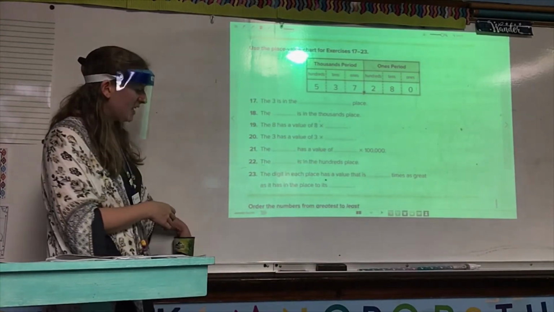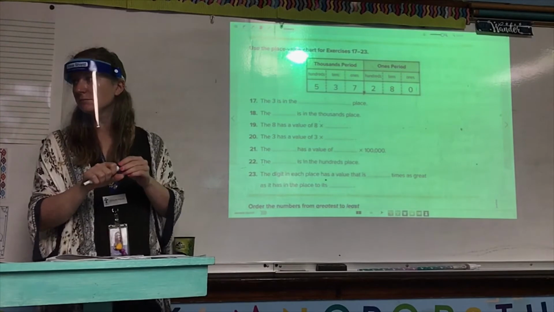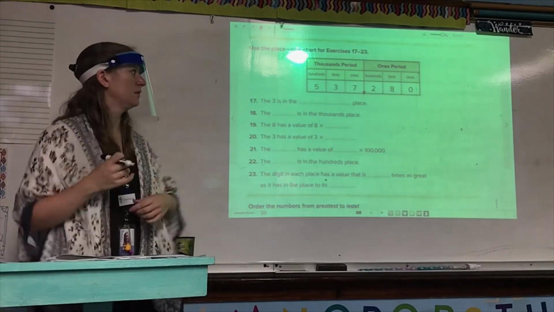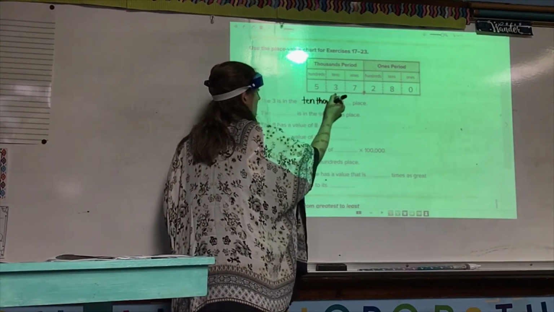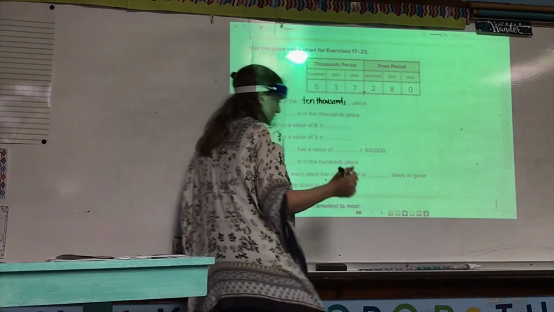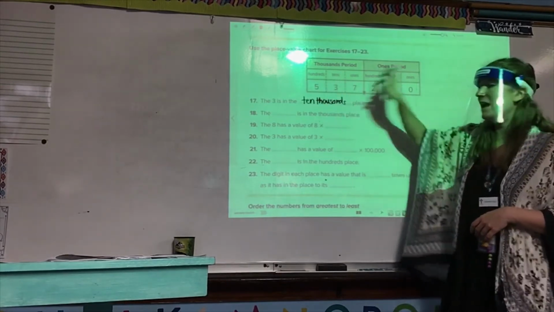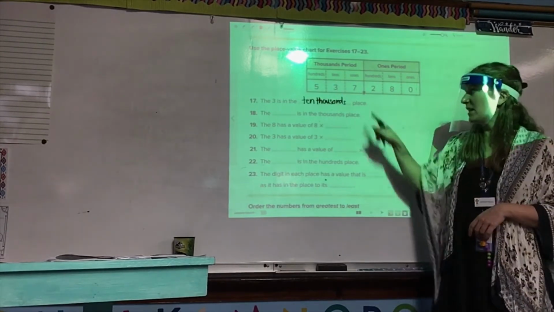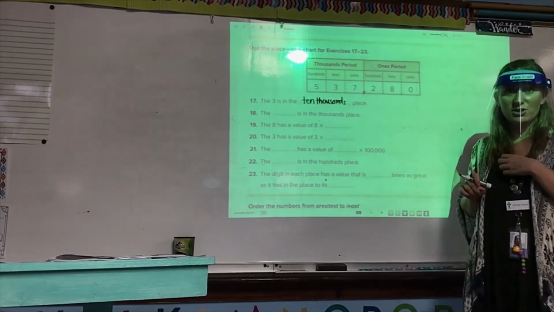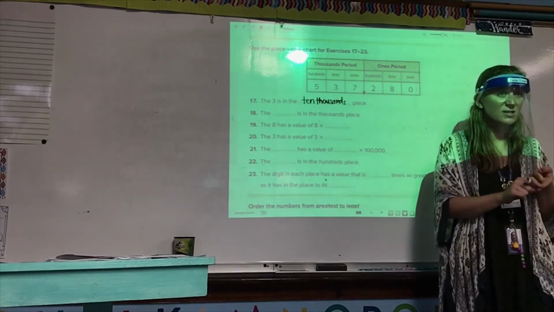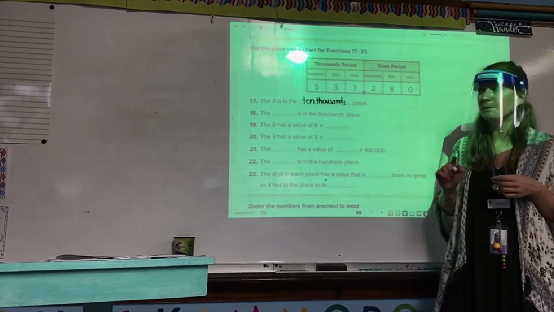Okay, number 17. The 3 is in the what place, Victoria? The 10,000s place. Good. Make sure you're correcting if you need to. Remember, place means location. So it means where is it in the number. Digit means what is that one symbol. Value means how much is it worth. Make sure you understand the difference between place, which means location, value, which means how much is it worth, and digit, which means just the symbol.